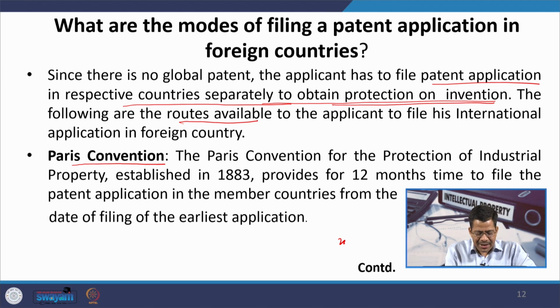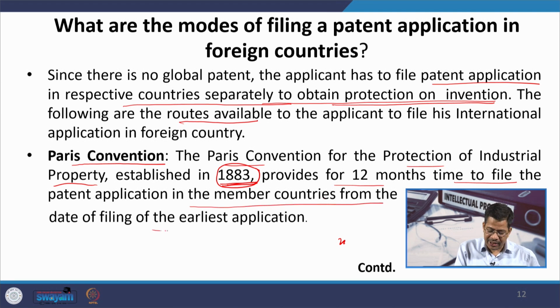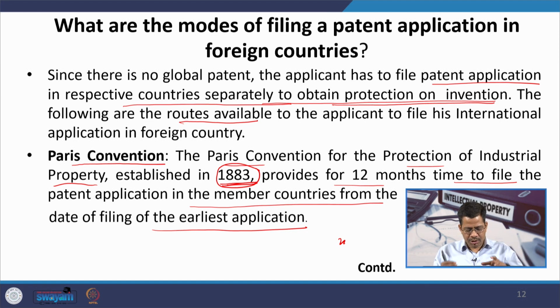Now this Paris Convention, which is the protection of industrial property, and that industrial property is nothing but the patent about which we are talking, started in 1883. So, you can consider that this is around 150 years old system, which provides 12 months time to file the patent application in the member countries from the date of filing the earliest application. Earliest application means the application which you have filed in your domestic country, your home country, and from the home country application filing, within 12 months you can go for filing your application in all the member countries. Now, what does this 12-month period mean?